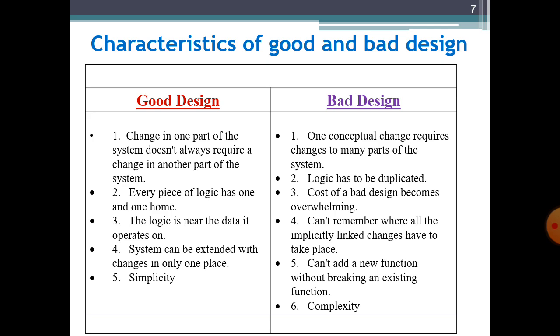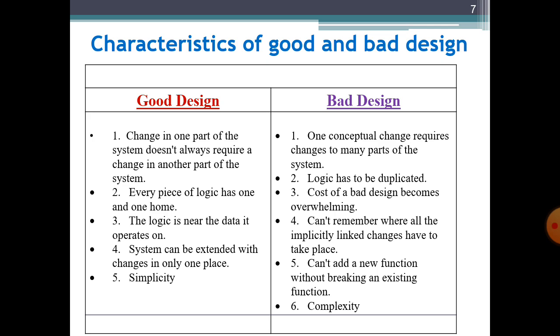In bad design, changing one part requires changing all other parts as well, which ultimately requires frequent maintenance. So we can say that good design requires little or no maintenance, while bad design requires frequent maintenance. And the next one is that the logic is placed near the data it operates on in good design, while in bad design you can't remember where all the implicit linked changes have to take place. You can say that a good design is safer, while a bad design poses a hazard to users.